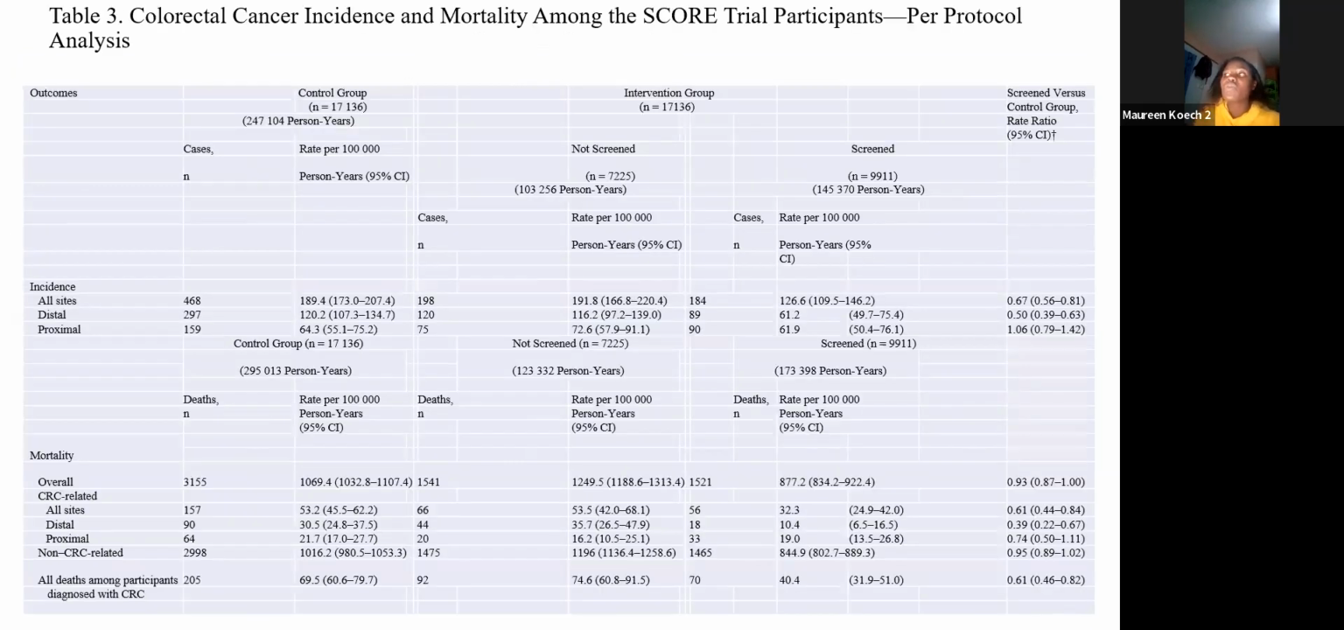Going to per protocol analysis on mortality, it was established that generally on colorectal cancer mortality occurrence, it was reduced by 39%. Then on distal colorectal cancer deaths, it was reduced by 61%. Then for the proximal colorectal cancer mortality, there was no impact that was observed.